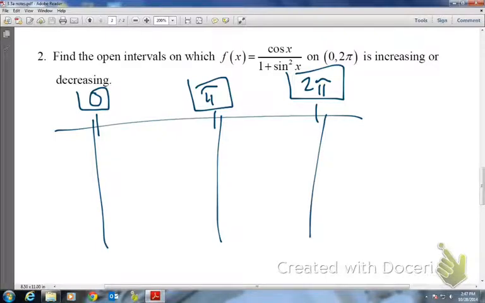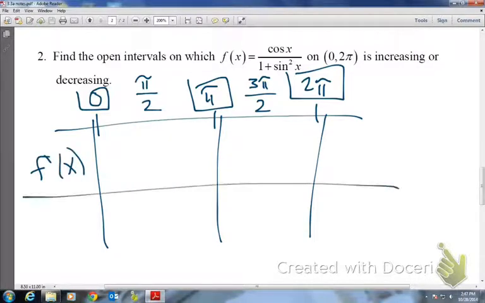So I'm going to choose some easy numbers that are between 0 and pi, like for example pi over 2 is probably a good one. And then in between pi and 2 pi, maybe 3 pi over 2, because those ones are going to give me nice, good answers for cosine and sine. So the first thing I'm going to do is evaluate f prime of x, the derivative, and determine whether or not it's positive or negative. The second thing I'm going to do is evaluate f of x, using that information to determine if it's increasing or decreasing.